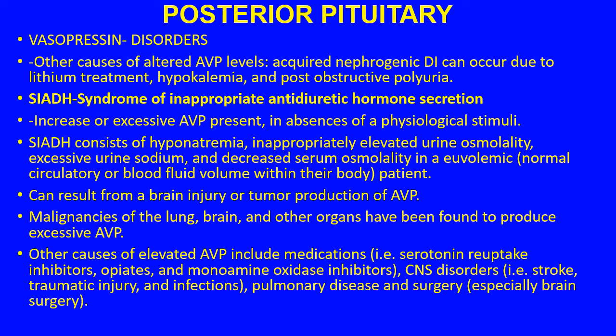There are, of course, other causes of elevated AVP, including medications. For example, serotonin reuptake inhibitors, opiates, and monoamine oxidase inhibitors. These medications can cause abnormal elevations of AVP. You can also have central nervous system disorders such as stroke, traumatic injury, and infections. Finally, pulmonary disease and surgery, especially brain surgery, can lead to elevations in AVP.